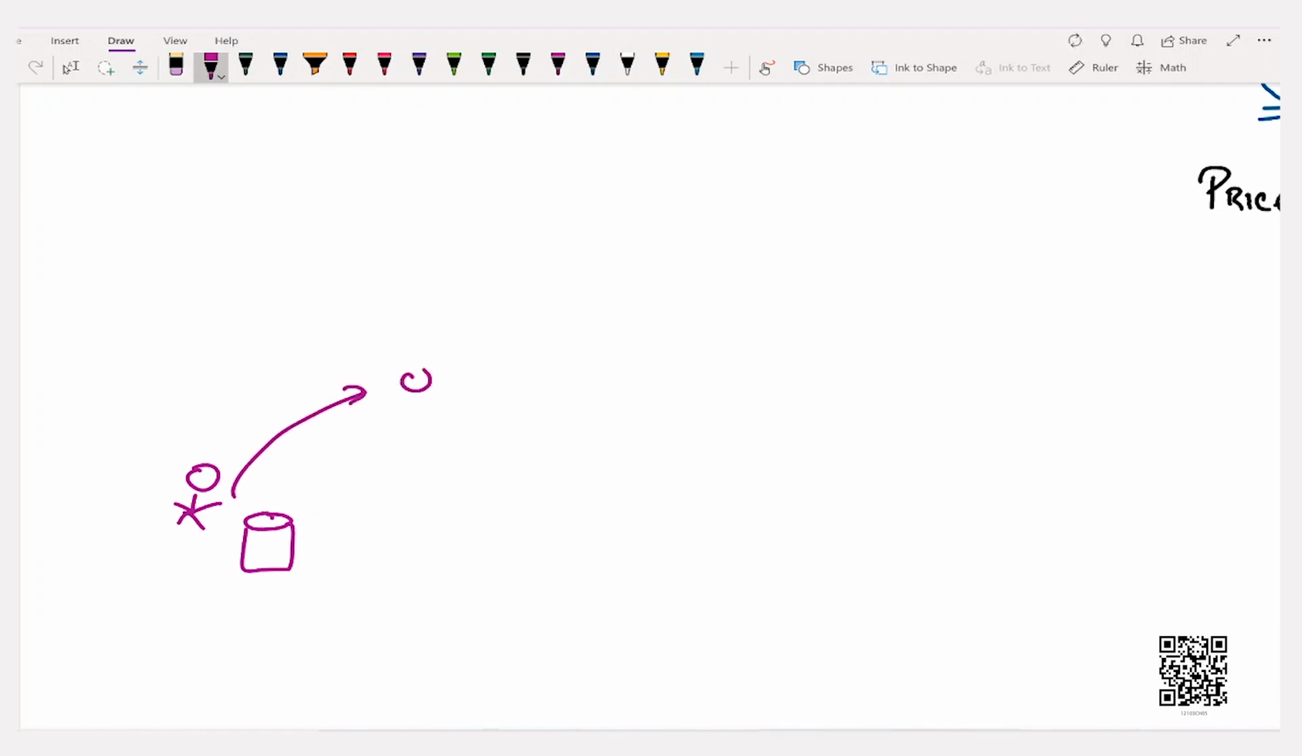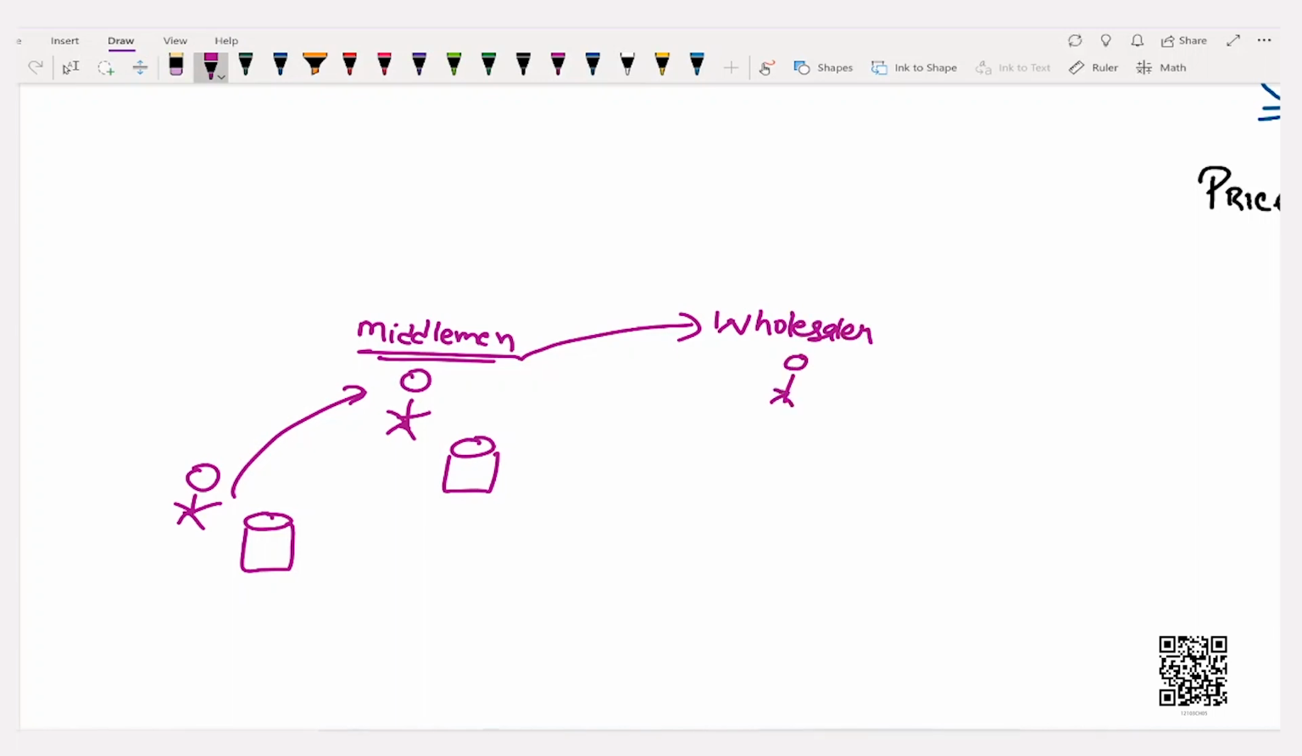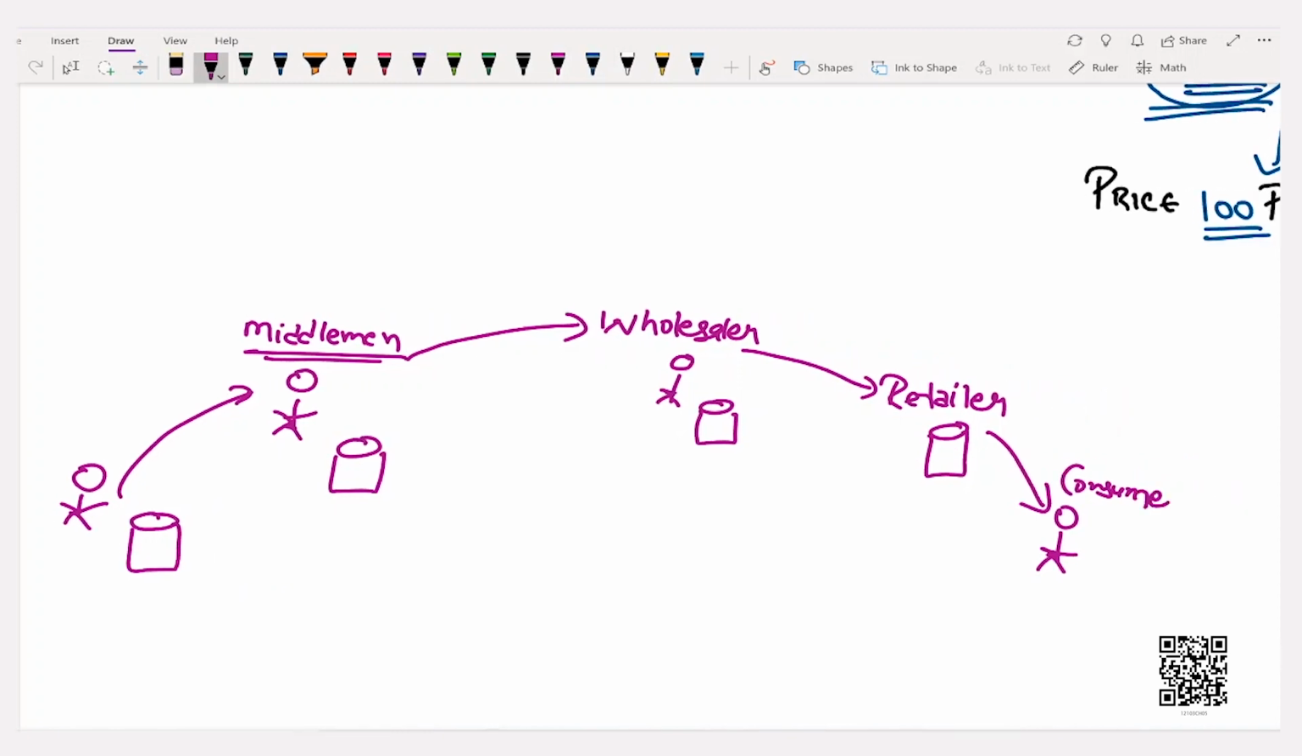This wheat is then purchased by a middleman. This middleman is also known as an agent. This middleman then sells this produce to a wholesaler. Then this wholesaler sells this produce to a retailer, and ultimately this retailer sells it to the final consumer. So, this is the minimum number of people that are involved in the movement of agricultural goods.